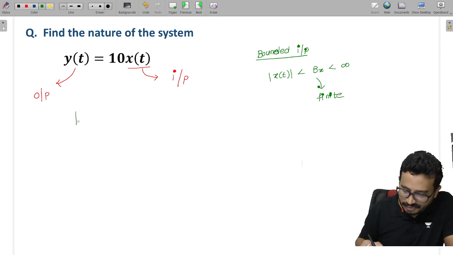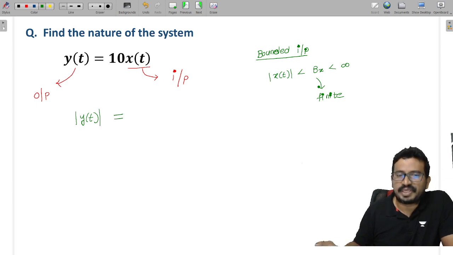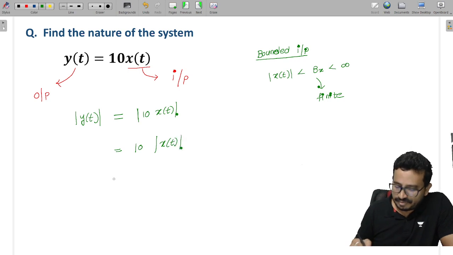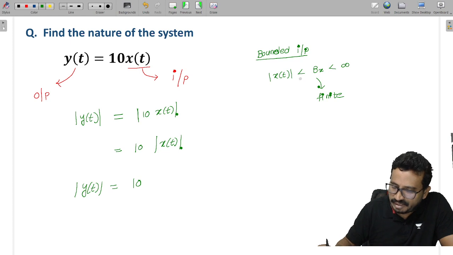Now you see, if you take the mod on both sides, then see what I will get: mod of y of t equals mod of 10 into x of t, right? So this is 10 into mod of x of t, that is the magnitude. So the magnitude of y of t is 10 into the maximum value of x of t, which we can say is less than Bx. Maximum value we can take as Bx.